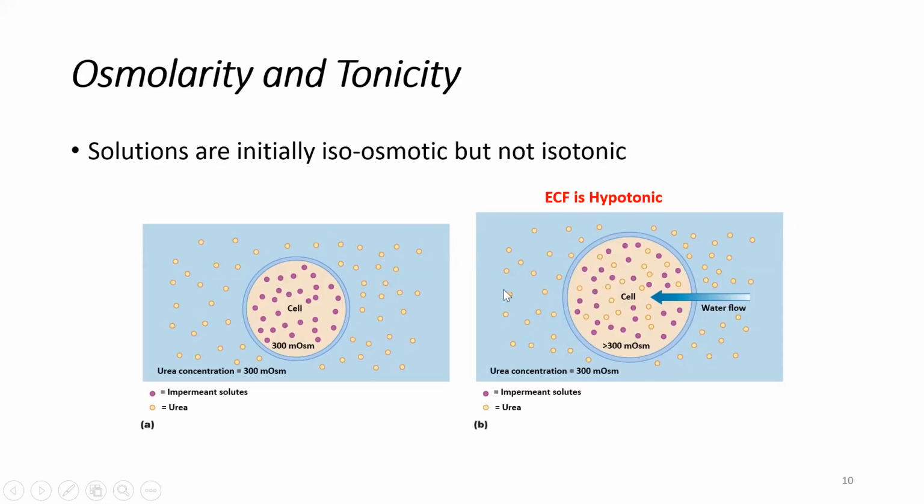We're ignoring the solute in yellow and not the solute in purple. Okay, so I may have flip-flopped the colors here. If we're completely ignoring the solutes in yellow, which are urea, we're only taking into account the solutes that cannot cross the membrane, then we're only looking at the purple solutes. And so the inside has a higher solute concentration. The outside has nothing, essentially, if we're ignoring urea. And so this creates a hypotonic solution in the extracellular fluid.